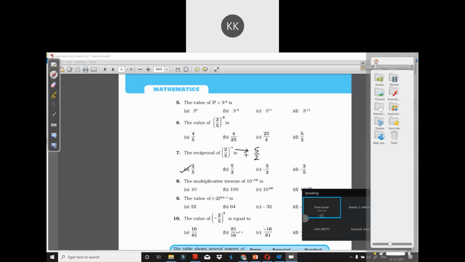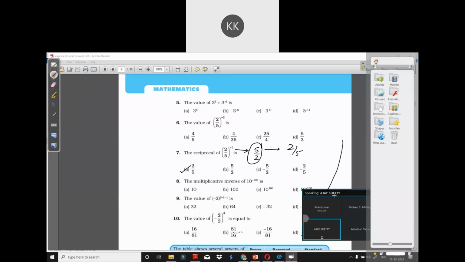The reciprocal is this. For this number, its reciprocal is 2 by 5, no? This number, 2 by 5 to the power minus 1, is 5 by 2. Reciprocal of this number is 2 by 5. So the answer is 2 by 5.